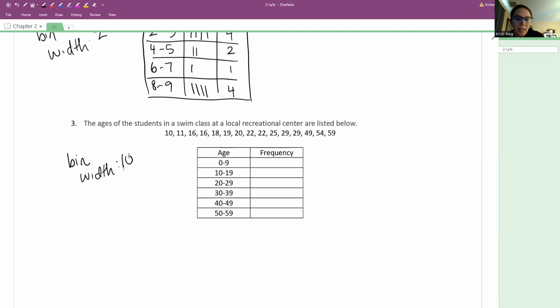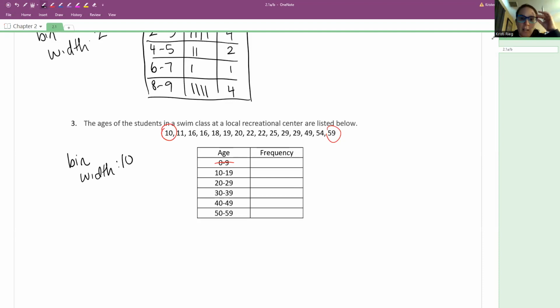All right, so now we're going to see the ages at a swim class and see what's going on here. Let me just pause for a second before I do this. If I was to glance through this before we start, it looks like these are in number order, so that'll be very helpful. So 10 is the smallest and 59 is the biggest, which means there's going to be nothing happening here in 0 to 9. You can very easily see that there's no one-digit numbers in this list. So if I was to create my own table, I would not have included that bin.